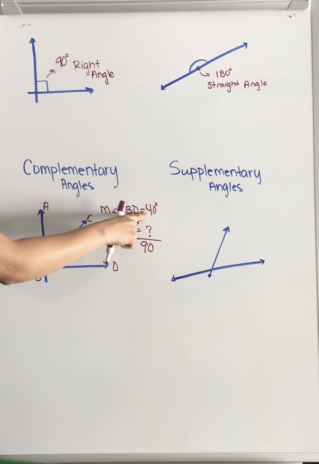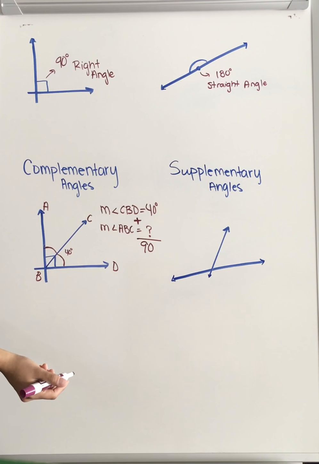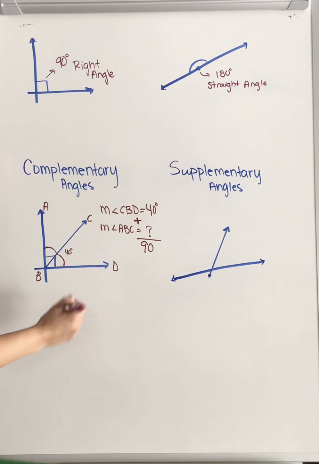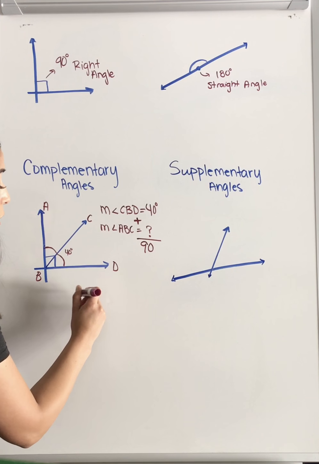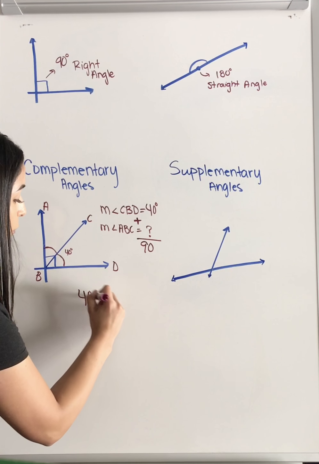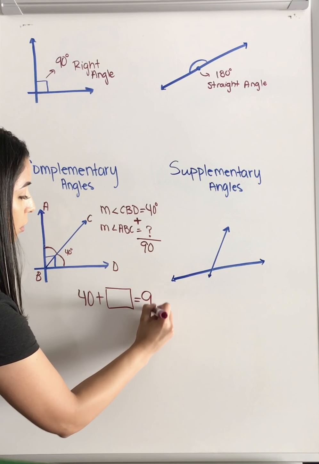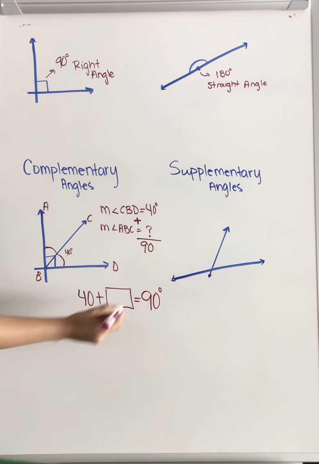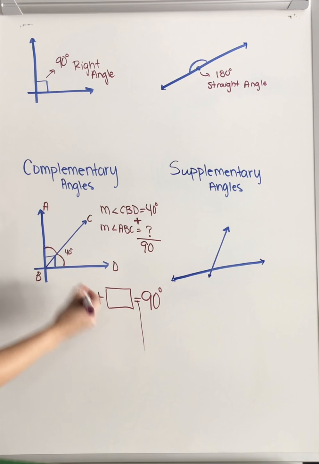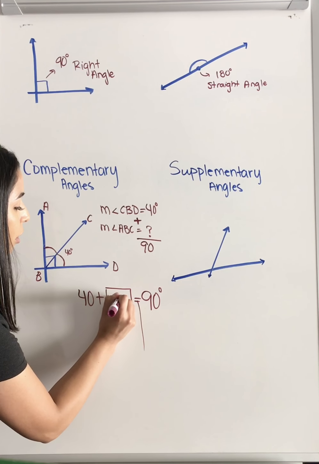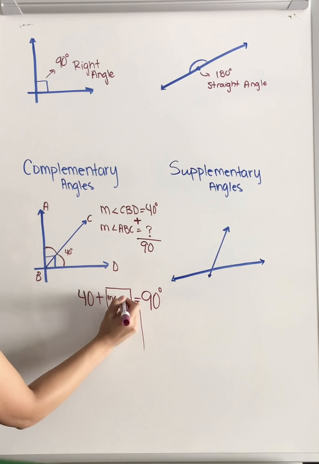So you're basically saying 40 plus what is 90, okay? You can set that up like a problem, like an equation that you solve. So 40 plus something equals 90 degrees. You guys have solved things like this before. This is a one-step problem, right? This piece that I'm trying to find here is actually my measure of angle ABC.